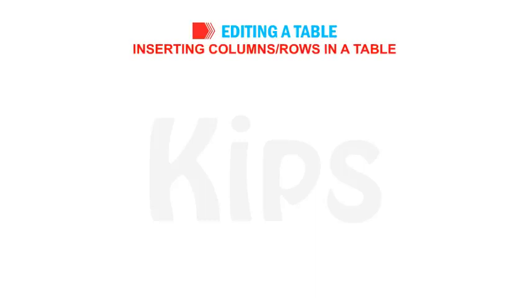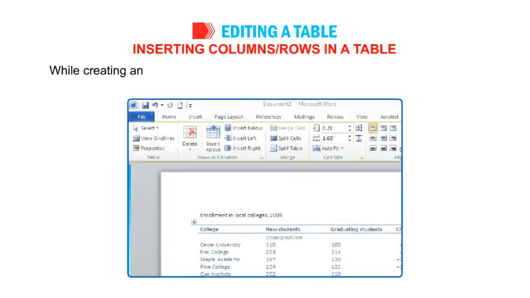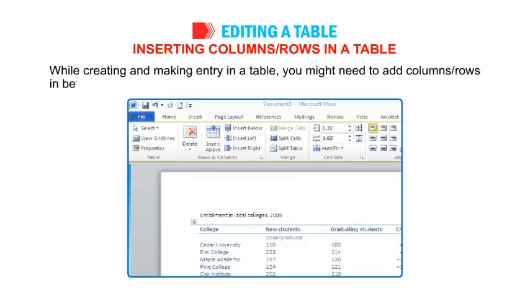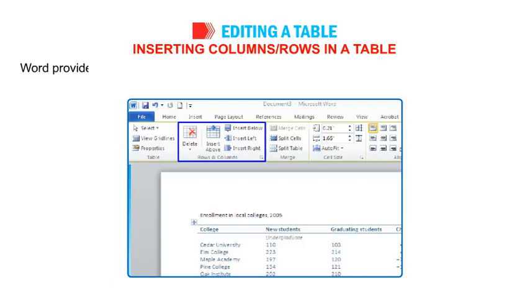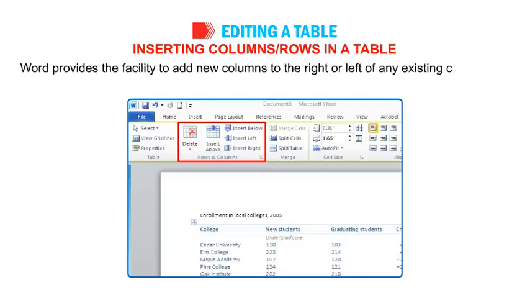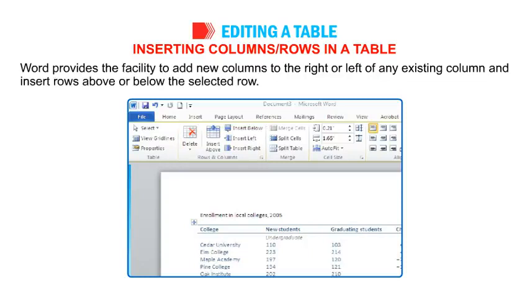Now let us learn how to insert column or rows in a table. While creating and making entry in a table, you might need to add columns or rows in between. Word provides the facility to add new columns to the right or left of any existing column and insert rows above or below the selected row.